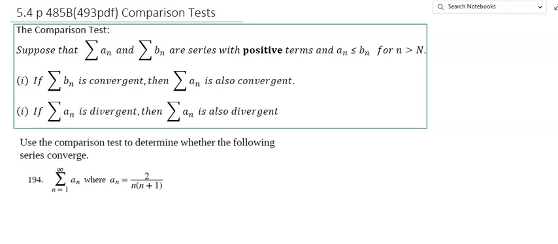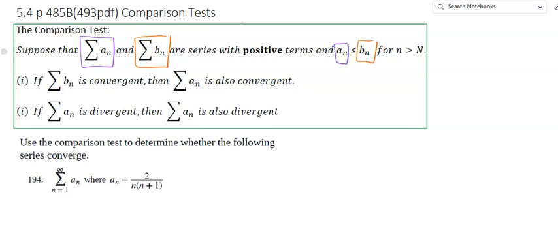Section 5.4 talks about the comparison test. So suppose we have two series, the sum from n equal 1 to infinity of a sub n, and the sum from n equal 1 to infinity of b sub n. And suppose that b sub n is larger than a sub n.